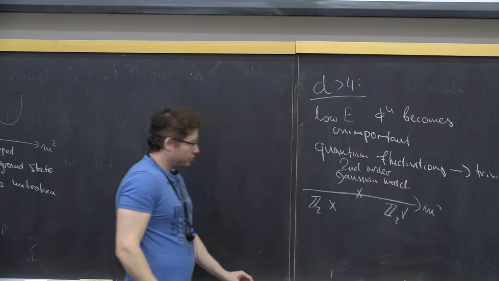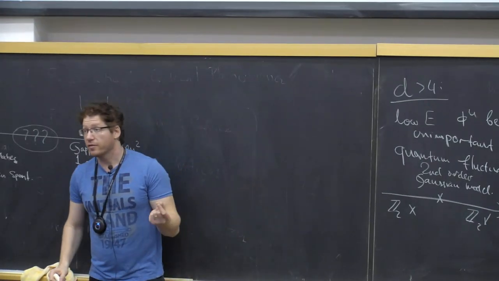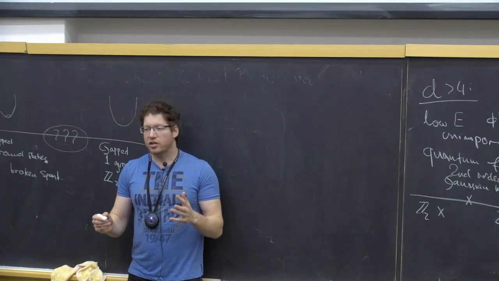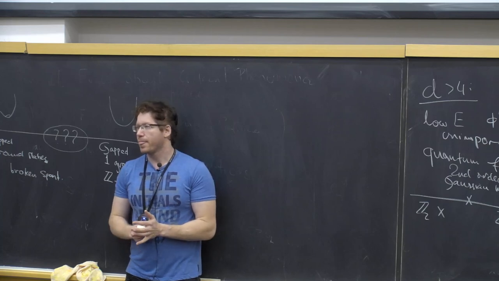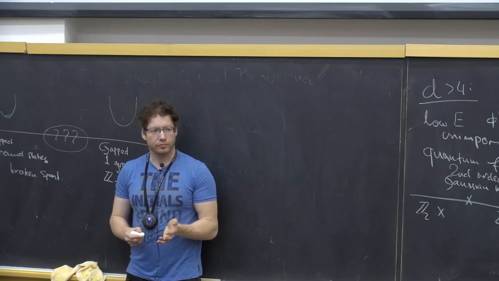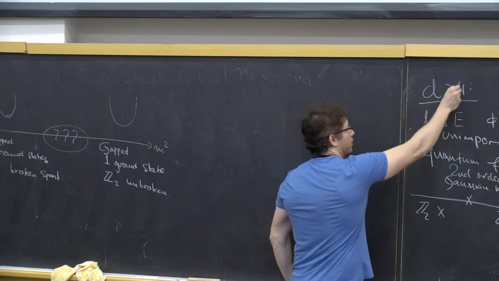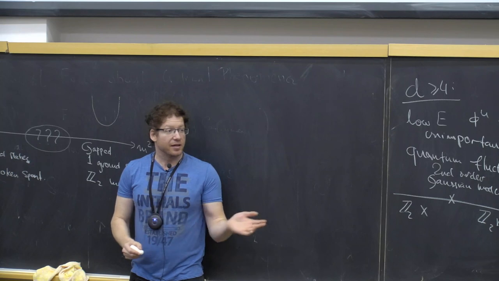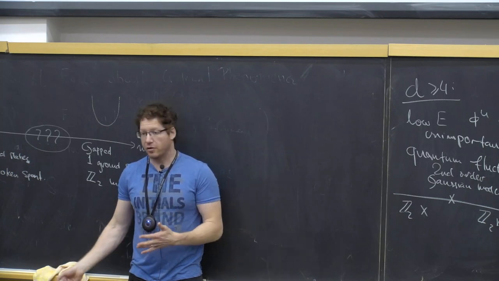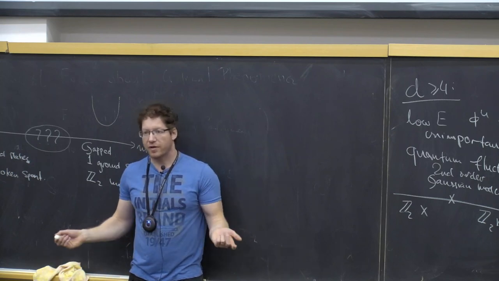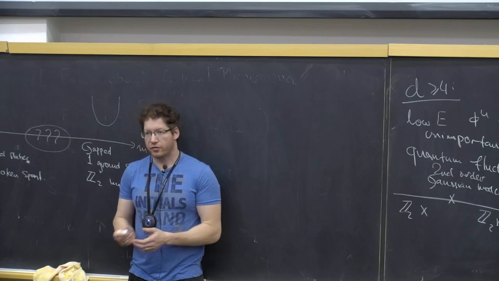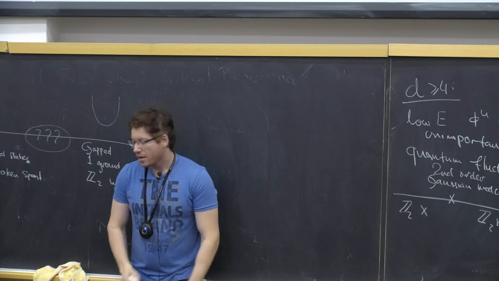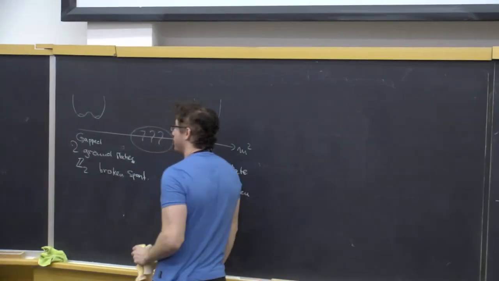A Gaussian model is a model where all the scaling dimensions, quantum mechanically, are the same as the classical scaling dimensions. So essentially, what I'm trying to tell you in so many words is that above or equal to 4 dimensions, the classical analysis of this model becomes exact at low energies. All the correlation functions are Gaussian, and there are no interesting quantum fluctuations. Okay. For d smaller than 4, the situation is much more interesting.